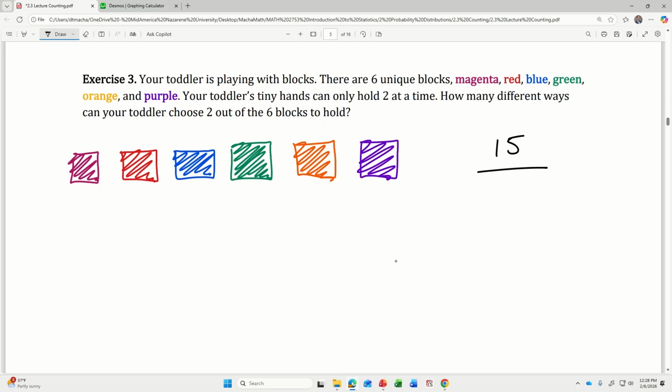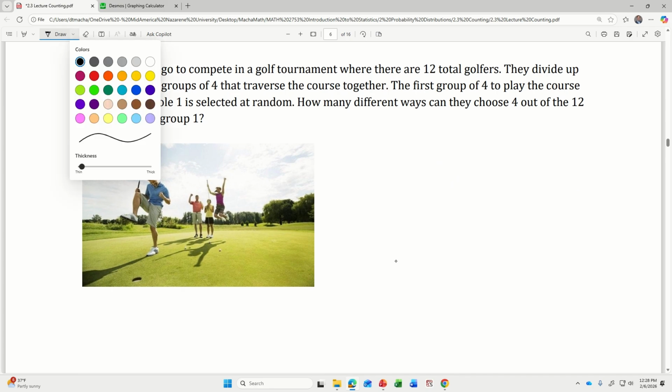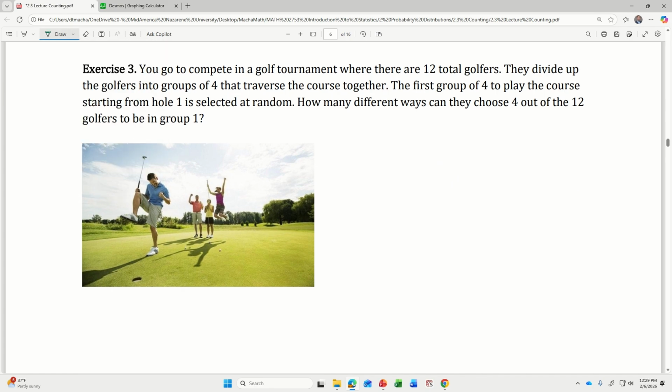Very good. I'll give you another question. This is going to be a little bit harder to think about, though. You go to compete in a golf tournament where there's 12 total golfers. They divide up the golfers into groups of 4 that go through the course together. The first group of 4 is selected at random. How many different ways can they choose 4 out of the 12 golfers?